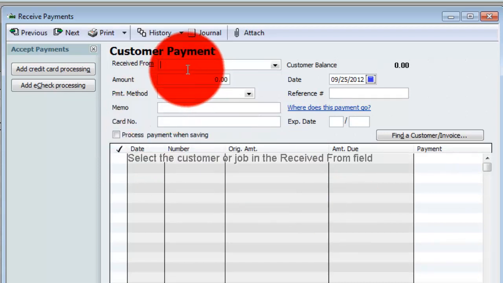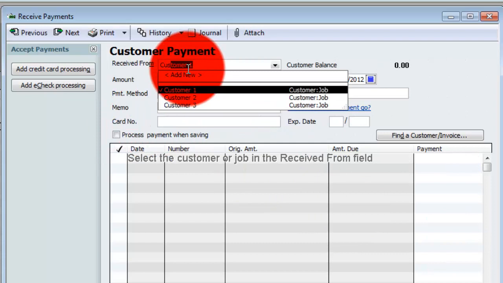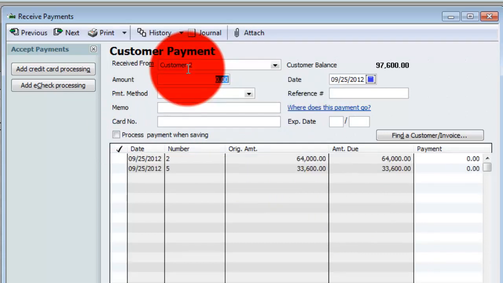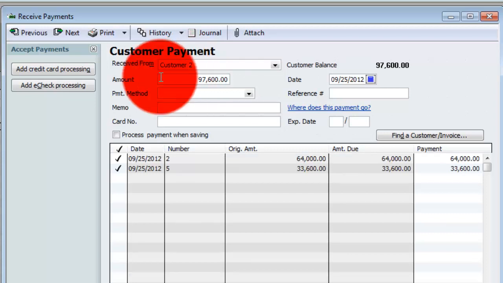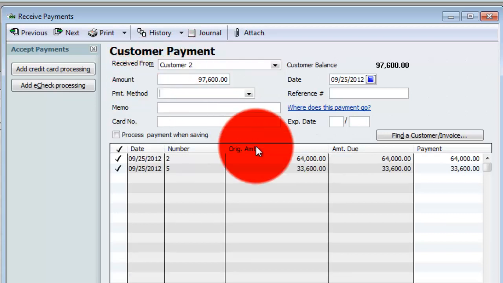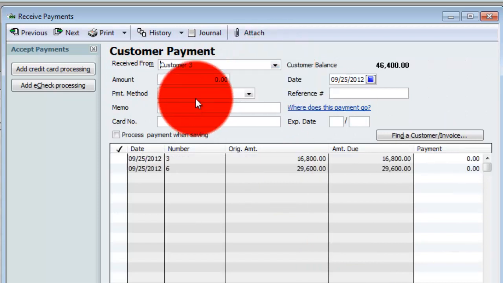Save and new. Customer 2. So you have to go through the factor's report to see which invoices have been paid and give those customers credit for having paid their invoices in full. Remember, this is on the second payment. And then we'll go to customer 3.